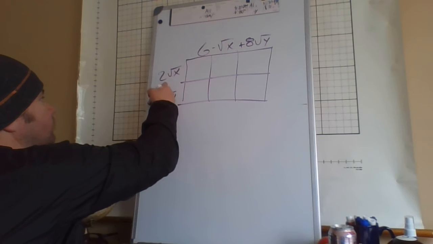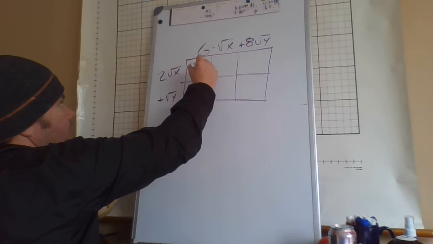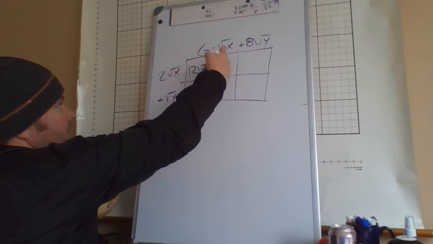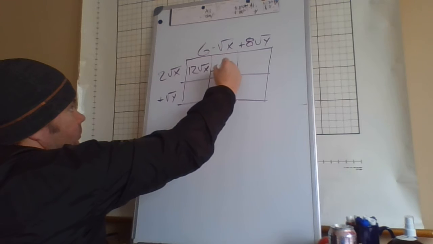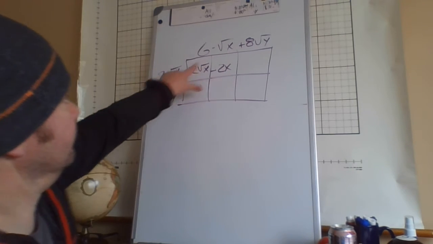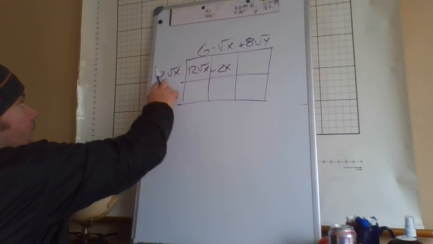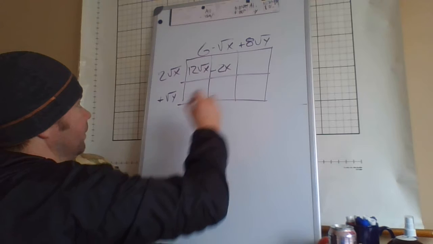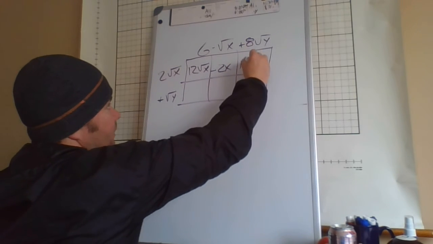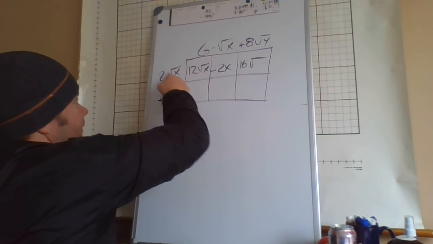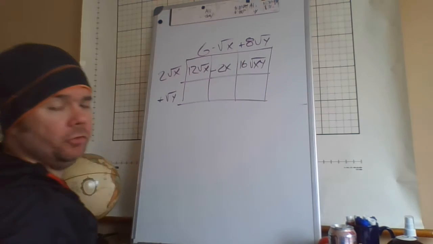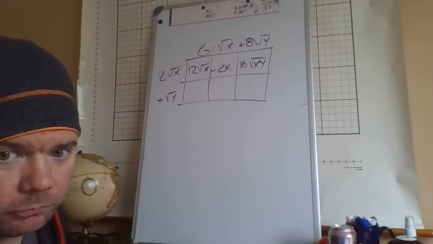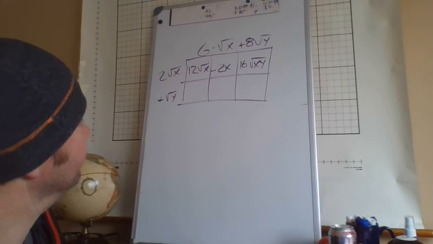Here we go. 2 times the square root of x times 6 is 12 times the square root of x. 2 times the square root of x times negative square root of x is negative 2x. Square root of x times square root of x is just x. 2 times the square root of x times 8 times the square root of y. Okay, I can multiply 2 times 8, which is going to be 16. And then since these have the same index, I can use that multiplication property of radicals, and I can combine those radicands under a single radical. So there's my term up there.